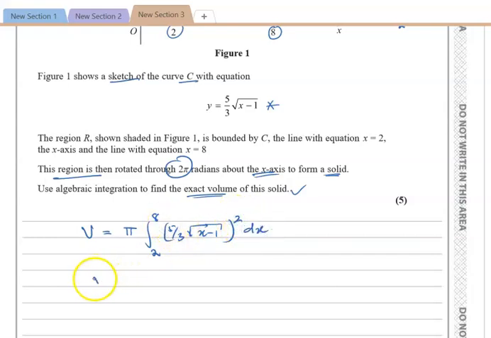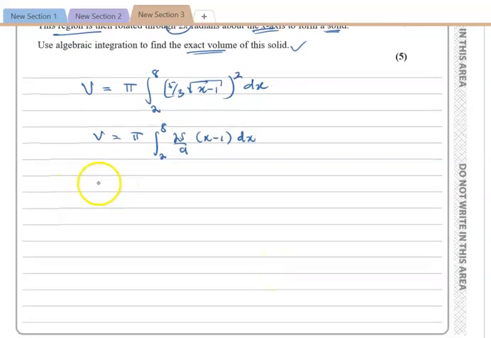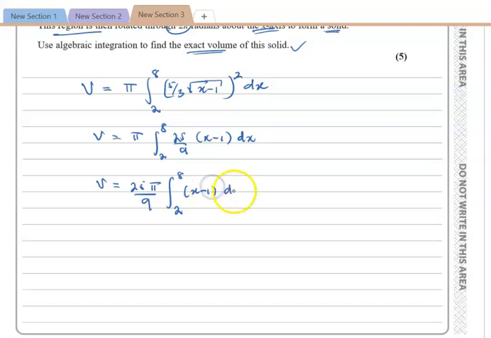Now, when we simplify this, we have pi, the integral from 2 up to 8 of 25 over 9 into x minus 1. So the square root disappears. Now we can integrate. I always want to put my constants outside, so I put 25 pi over 9 outside, and I have the integral from 2 up to 8 of x minus 1 dx. So when you integrate, you have your 25 pi over 9 outside, then x squared over 2 minus x, and then you have your limits from 2 up to 8.